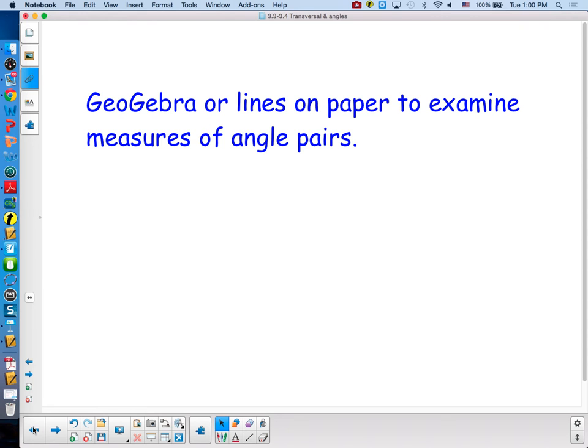Are we gonna have a sentence today? Okay, let's get our notes down. So put your GeoGebra to the side. Oh, not Siri.